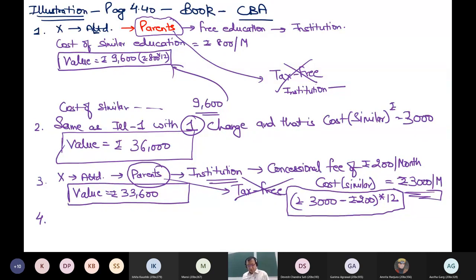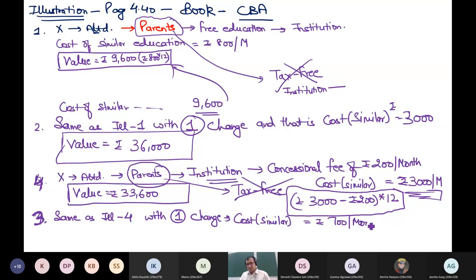And only one change. Actually, it was illustration 4. If you are referring to my book, then this is. If you are referring to another book, then it doesn't matter for you. Now, the same illustration number next is the same as illustration 4 with one change. And what is that change? That cost of education in a similar institution is 700 per month.